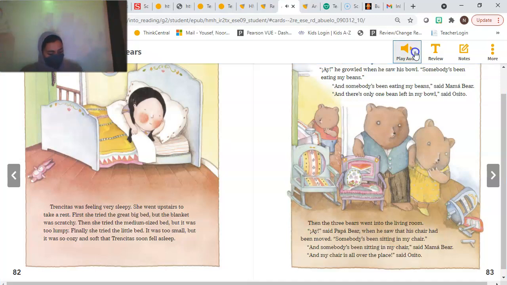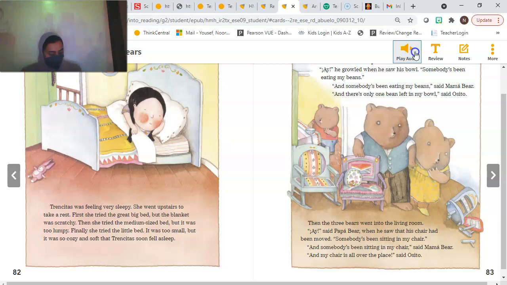So, Trenzitas has gone to sleep, so I'm going to pause here and retell what happened to her since she arrived at the bears' house. First, she tasted the three bowls of beans. She tasted one big, one medium, and one small. The beans in the little bowl were just right, so she ate them all up. Then she sat in the three different sized chairs and broke the little chair.